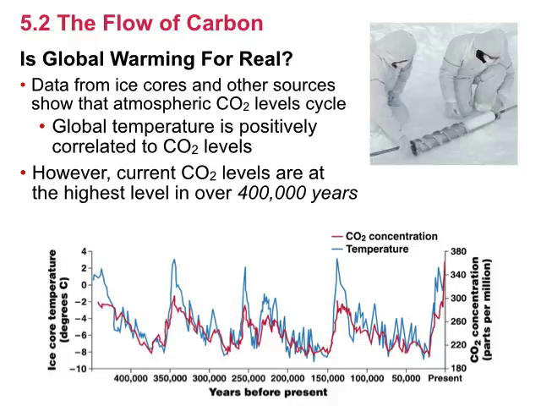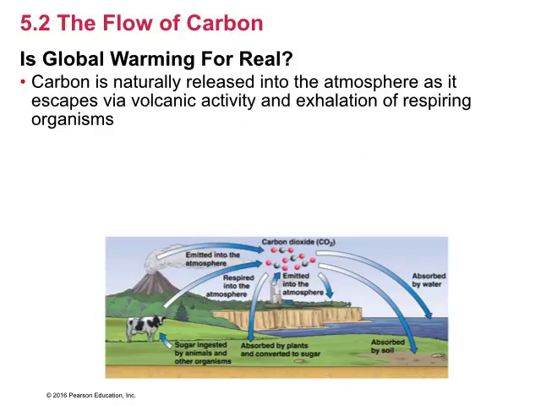Could be. But the current CO2 levels are at the highest level in over 400,000 years. So we have never been able to see CO2 levels as high as they are now. And so if CO2 has never been this high, that means that soon temperature is going to follow. And we're going to see higher temperatures than the Earth has seen in the last 400,000 years. So the question is, what is contributing to this increase? What is contributing to these highest levels of CO2 that we've seen?